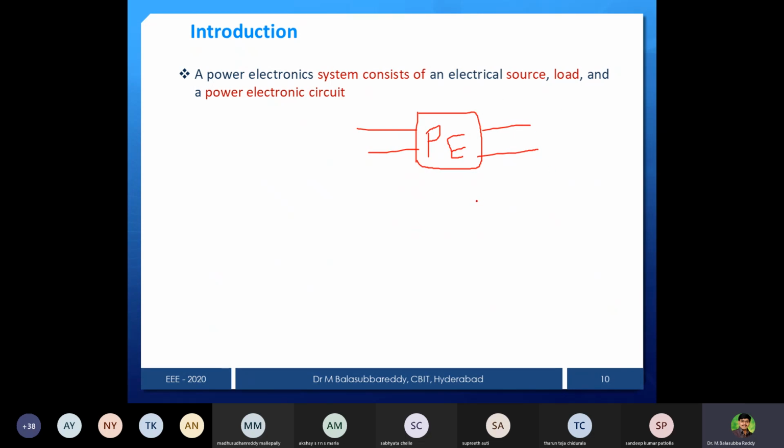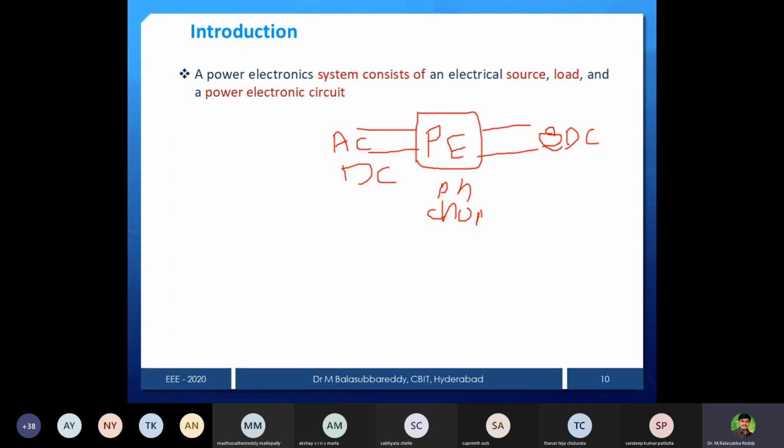Suppose the load is a DC motor, just for example. Then what is the input? Let us assume that an AC supply is available. Then this power electronics controller will be a phase control rectifier. Suppose the input is DC, then this could be a chopper.